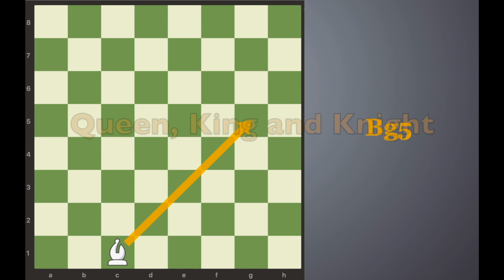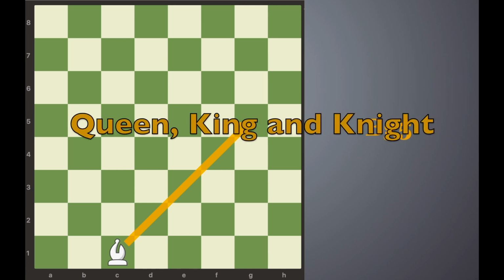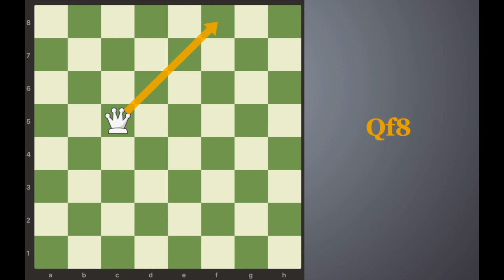Let's have a look at other notations as well, for queen, king and knight. In this example, the queen move is recorded as Qf8 because the queen is moving to the square f8. Another example, for knight, moving to the square e6. We can write the move as Ne6. N should be a capital letter. In this example, the king is moving to the square e5, and that can be written as Ke5.